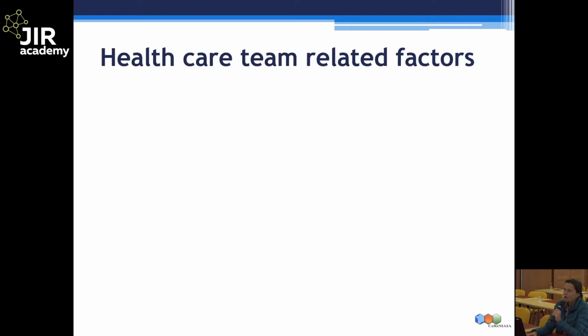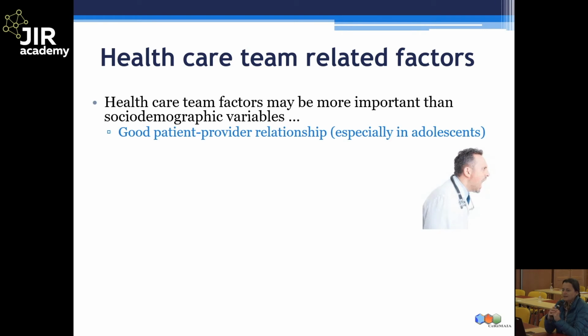And something we're always forgetting is this one, the healthcare-related factors. Healthcare team factors may be more important than sociodemographic variables. If you go to the studies, you see that healthcare-related factors have a higher impact on adherence than sociodemographic variables. So the good patient-provider relationship is very, very important, especially in adolescence.